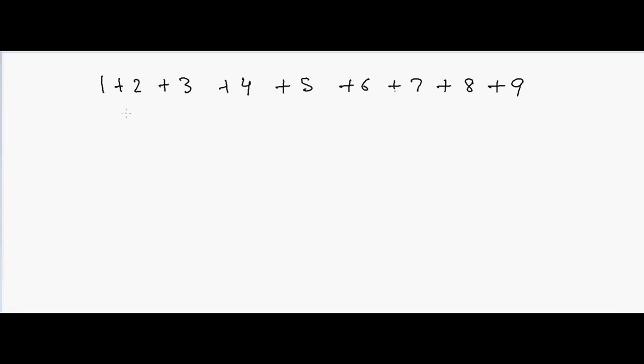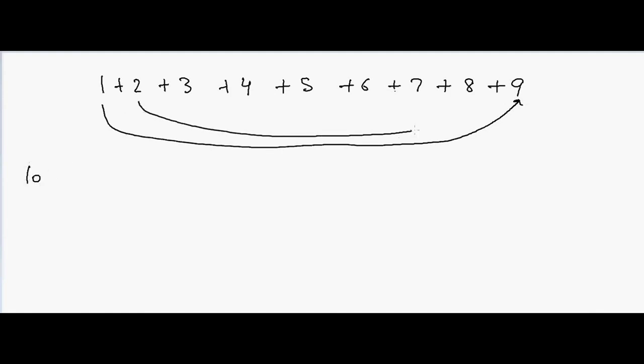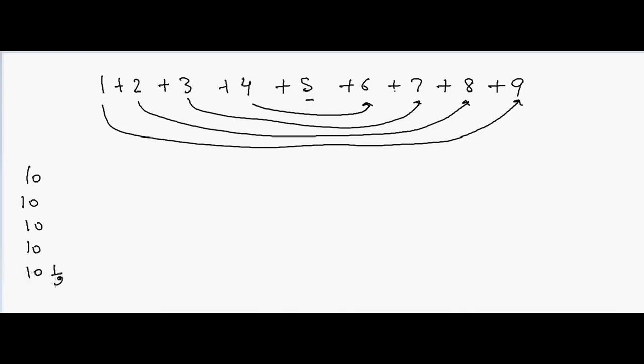If we look here carefully, we can add this 1 and the 9 here, so we'll get a 10. Then we can add 2 and 8, so we'll get another 10. Then we can add 3 and 7, so we'll get another 10. Then we can add 4 and 6, so we get one more 10, and then we are left with a 5, which is half of a 10, right?